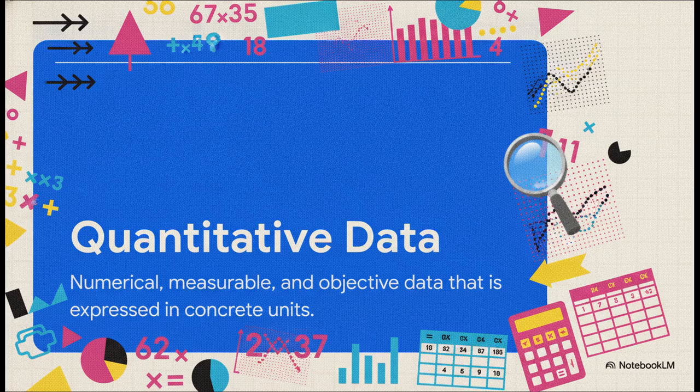So, meet our very first approach, quantitative data. Think of this as the precise, objective numbers nerd of the research world. Everything here is expressed in distinct, concrete units, leaving absolutely zero room for subjective interpretation. This absolute precision is the engine that drives rigorous statistical analysis.